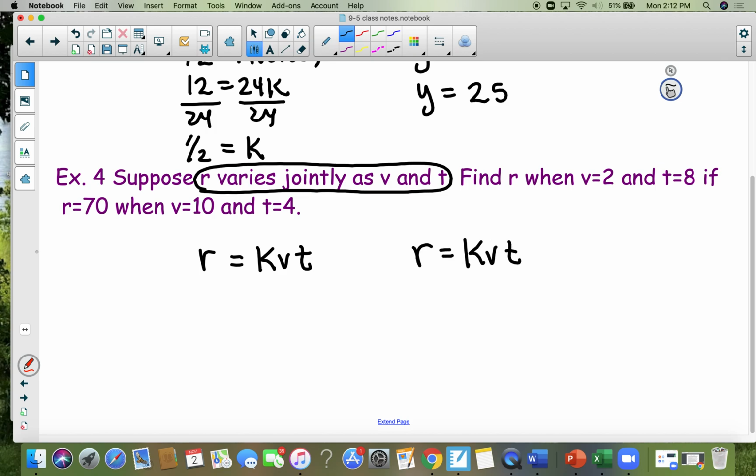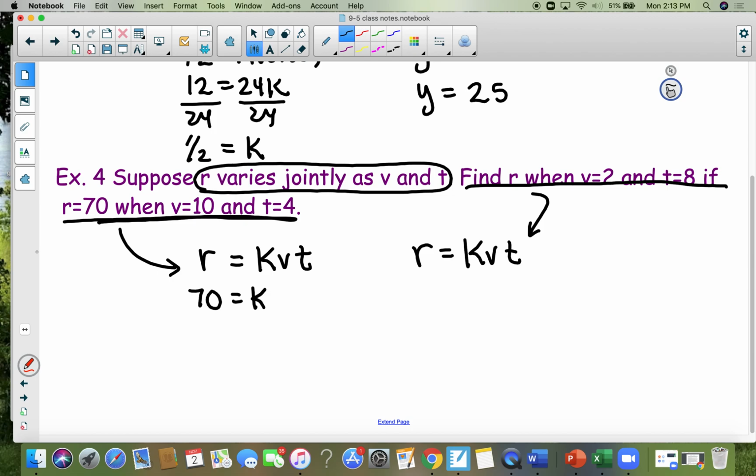So those are my, it says to find r when v equals 2 and t equals 8. That's for this one because you always find the variable r. But here, it doesn't say anything, so we need to find the k first. R is 70, we're trying to find the K, V is 10, and T is 40. 70 divided by 40 has to equal K. So K in this problem ends up being 7/4, because you can take a 10 out of both of them.